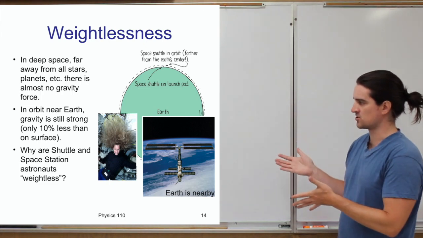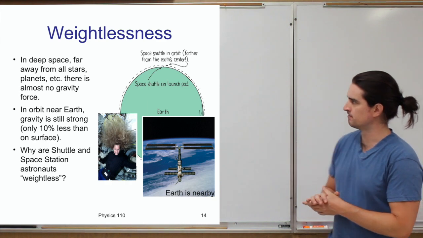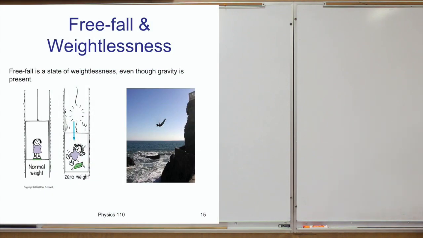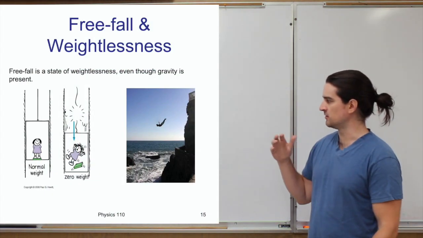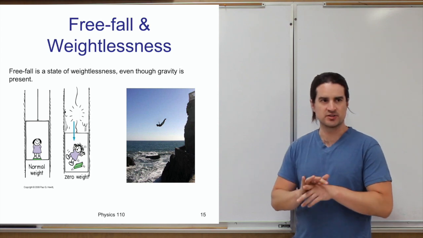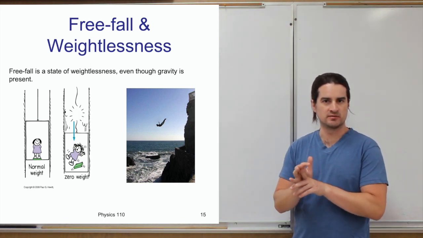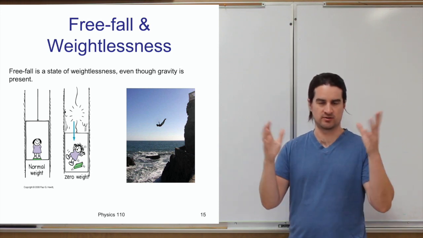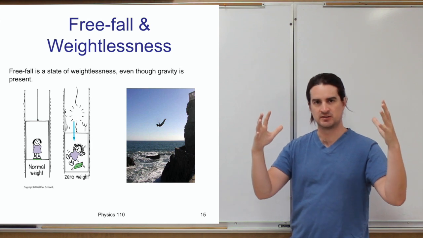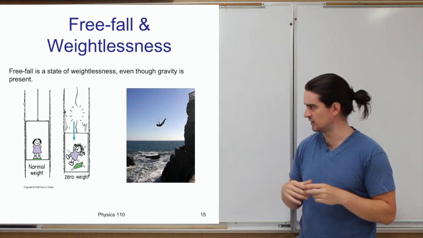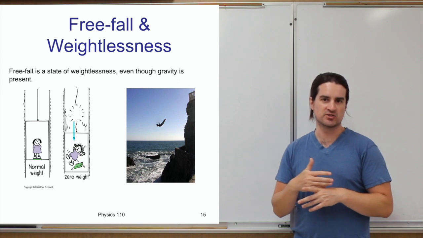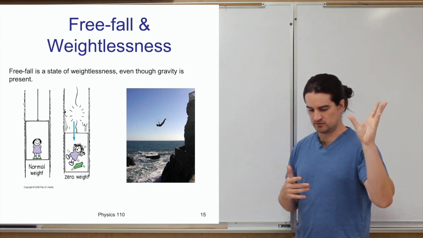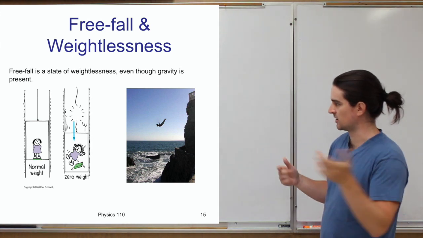So why is it that these astronauts feel weightless? Well, again, it's not because there's no gravity out in orbit. There's still 90% of the strength of the force of gravity out there at that distance. What it is is that those astronauts are in a state of what's called free fall, meaning they're falling, essentially, is the easiest way of saying it.